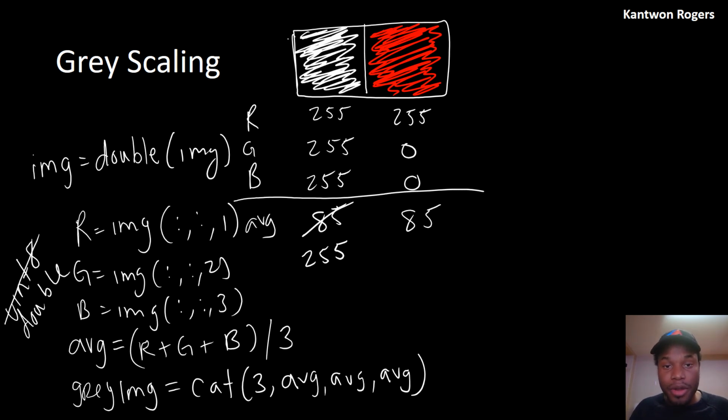But now what will happen is that my left pixel will be all 255 for red, green, and blue, right? So that's pure white. And my right pixel will be all 85 for red, green, and blue. So that'll be a darker shade of gray.